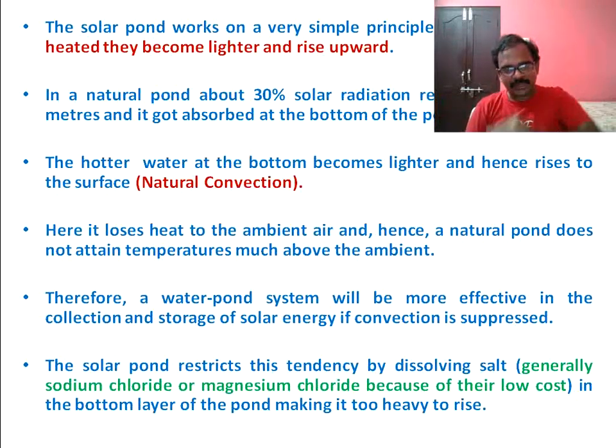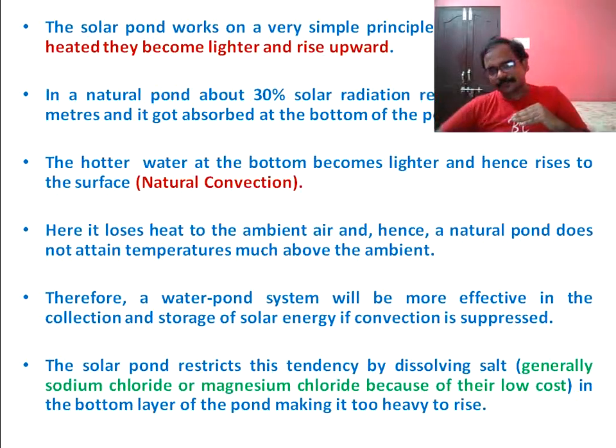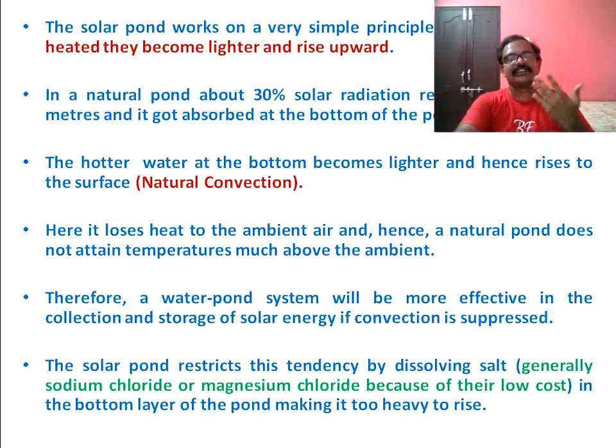All the salt will go and gather at the bottom layer of the pond. And whenever the sunlight falls, the sunlight can reach up to 2 meters depth. And at the 2 meters depth, we have the salt content, and that's why even though it gets heated up, it will never come up, because the salt water will be more dense, and that water cannot move upwards. It is the concept. We'll see how it will be done.